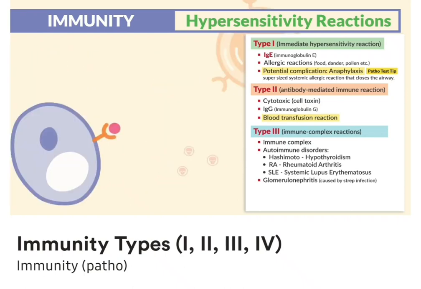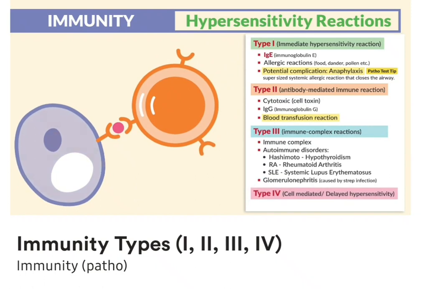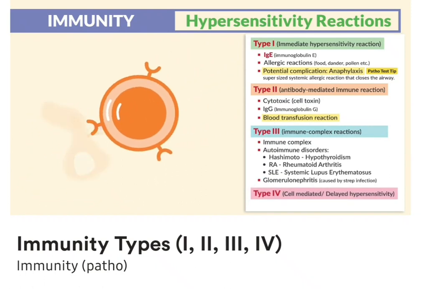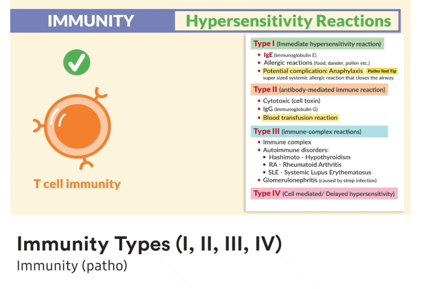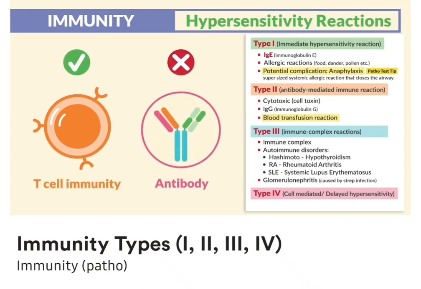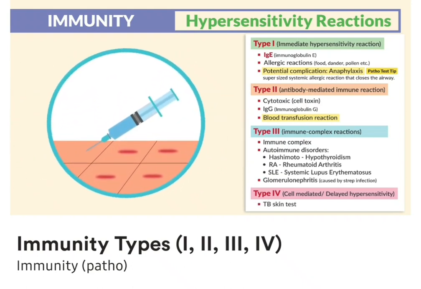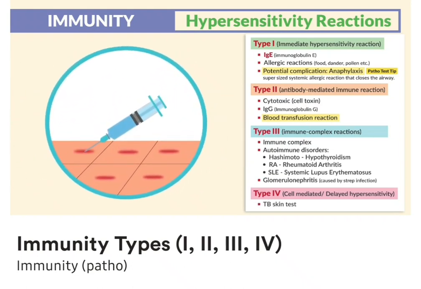Now, the last type is type 4, a cell-mediated delayed hypersensitivity reaction. This is mediated by T cells rather than antibodies, which make it different than type 1 through 3. And a great example is a TB skin test, or a tuberculosis skin test, where a tuberculin reaction results from a small amount of tuberculin injected into the skin of a person previously exposed to tuberculosis.